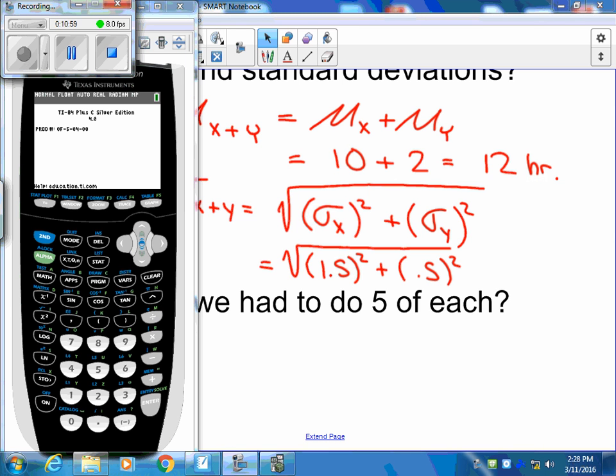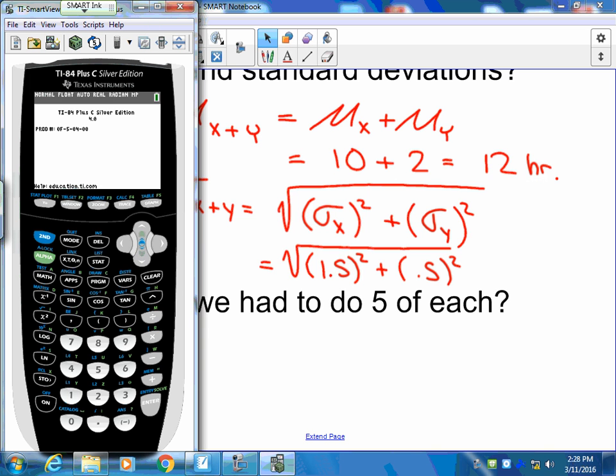Okay, just had to take a quick break there to pull up the graphing calculator here. So we're just going to run through and work with these values, finish up this piece.